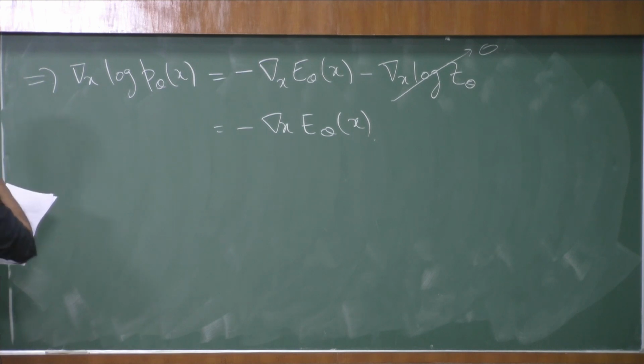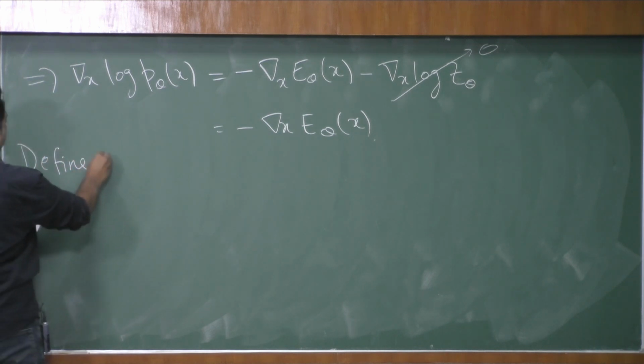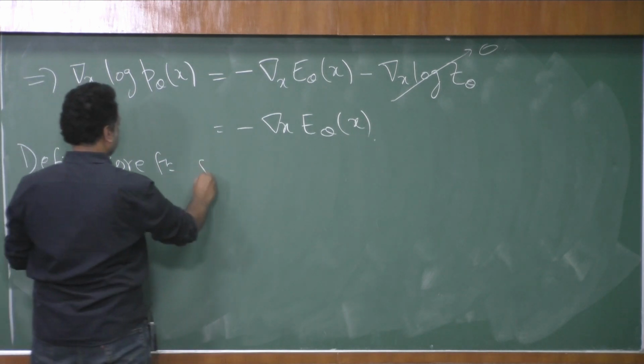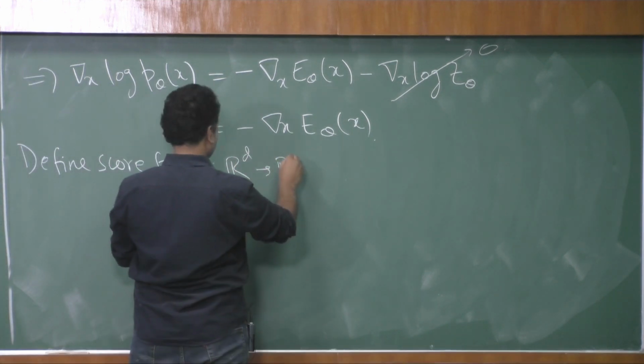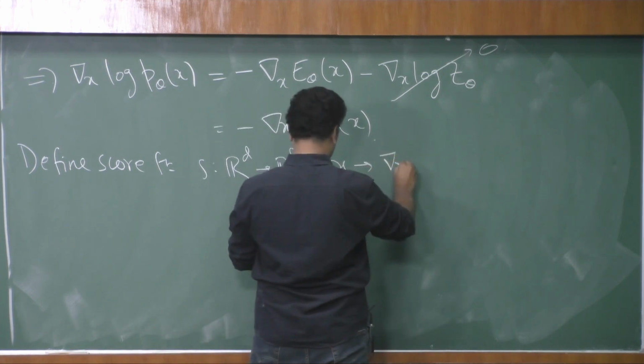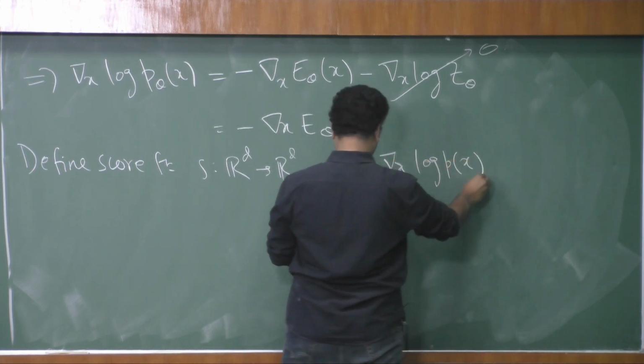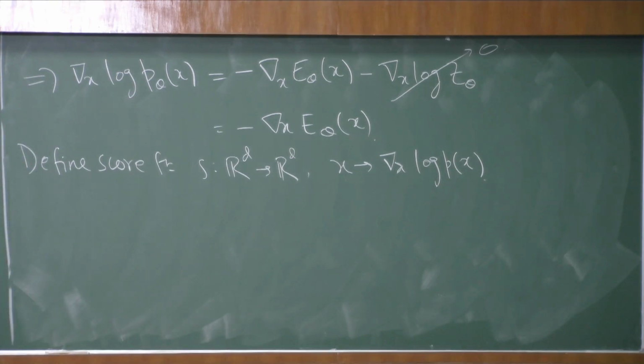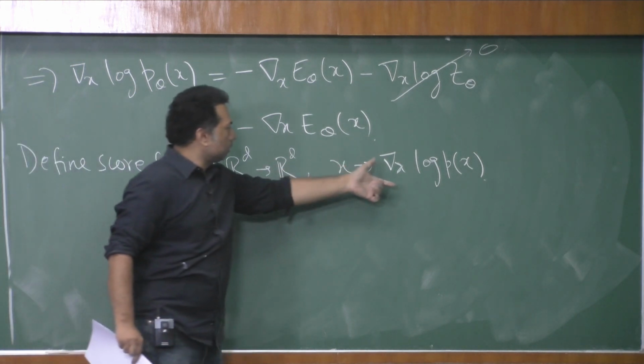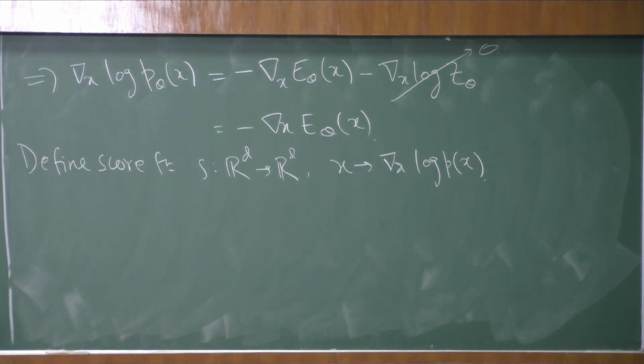Define a score function like this: s from R^d to R^d, x goes to grad x log px. The score function could mean grad x log px, but it could also mean grad x log p theta x, depending. In general, the score function is the gradient of whatever density you give me. In this case the density is px, so the score function is grad x log px. If the density is p theta x, then the score function becomes s theta. We will use a different notation for that.